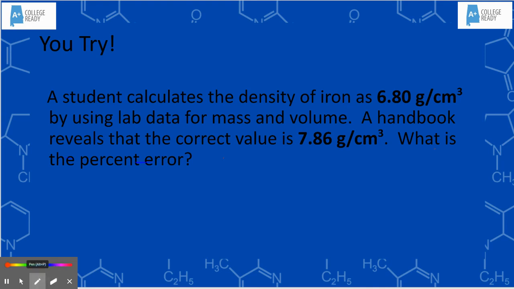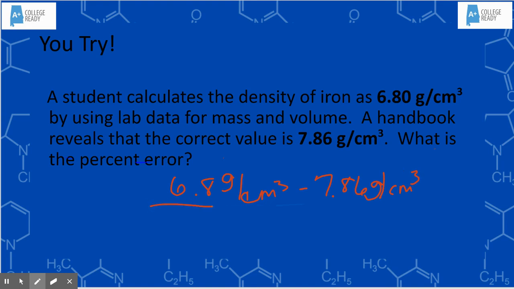Okay, so on this, you're just going to take your measured minus your accepted divided by your accepted times 100. So 6.8 grams per cubic centimeter minus 7.86 grams per cubic centimeter. And we're going to divide that by 7.86 and multiply by 100. Okay, so take a minute, get your calculator out, and finish working that out and tell me what percent error that would be.